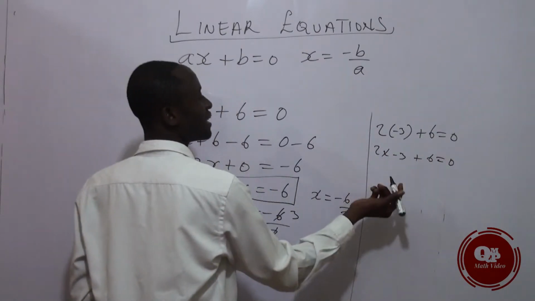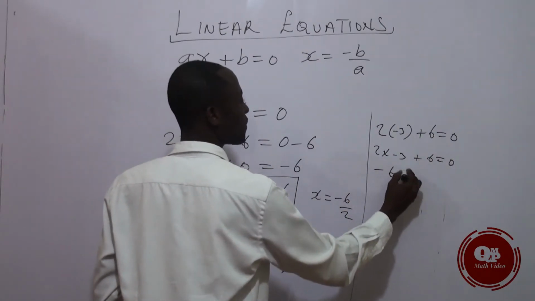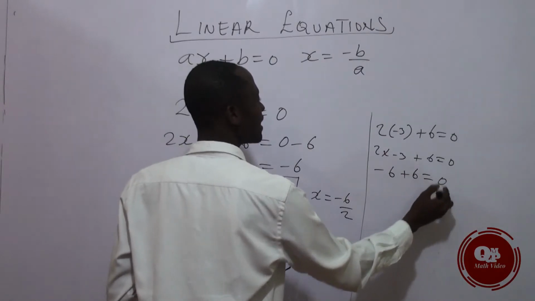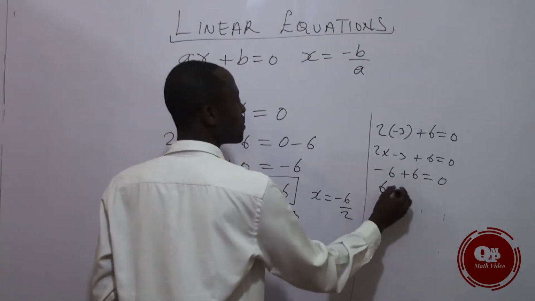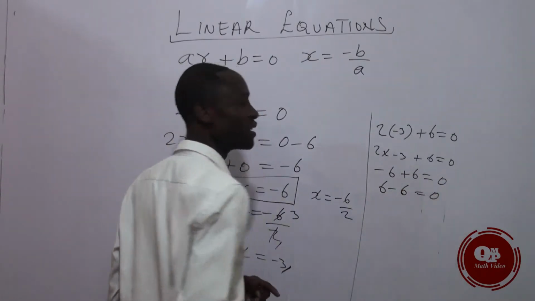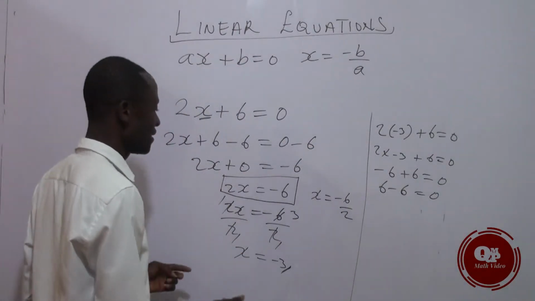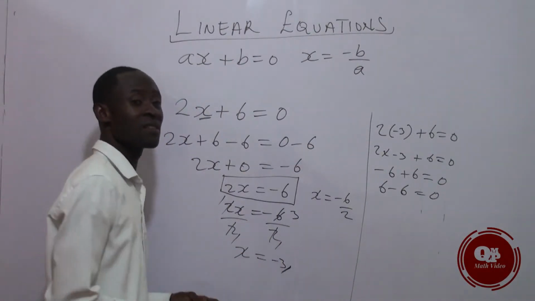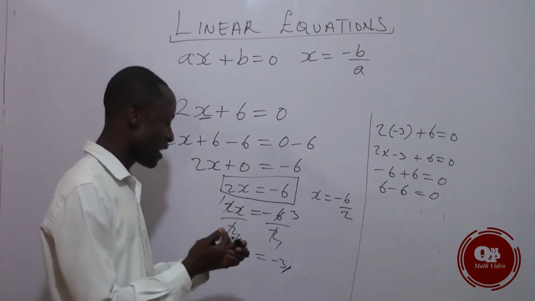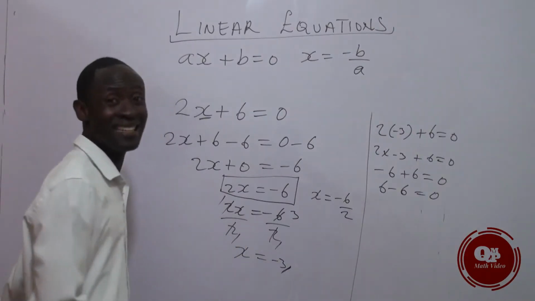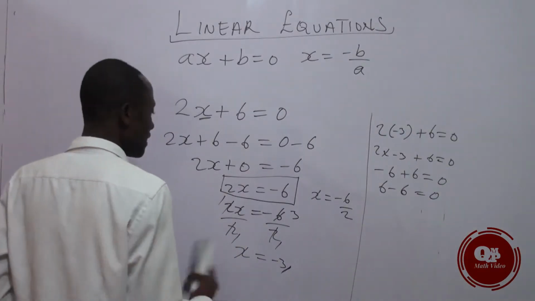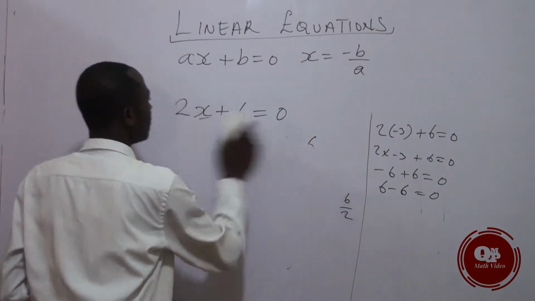What is 2 times negative 3? That is negative 6, and then plus 6. And what is negative 6 plus 6? Well, you can turn it this way, 6 minus 6. And what is 6 minus 6? Is 0. So it tells us that our answer, which is negative 3, is right. This is how to solve what? Linear equations. Very good. Let us do another example.